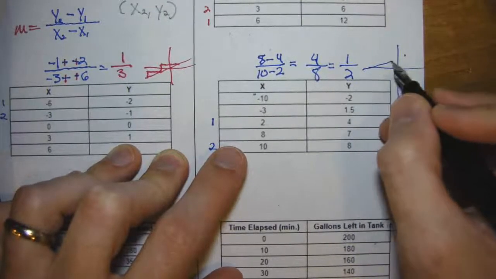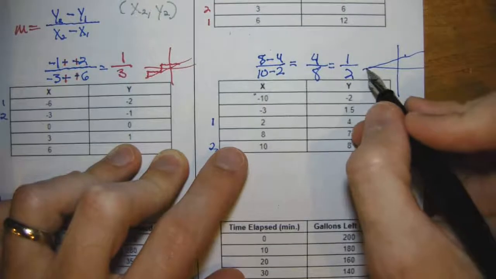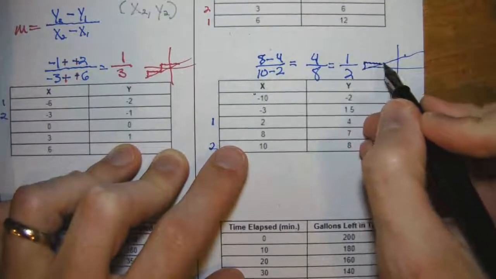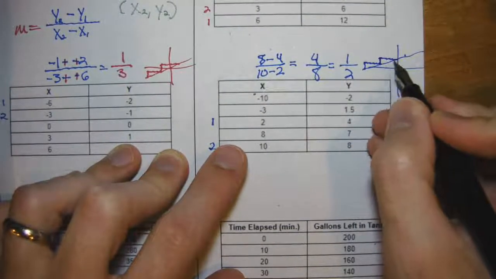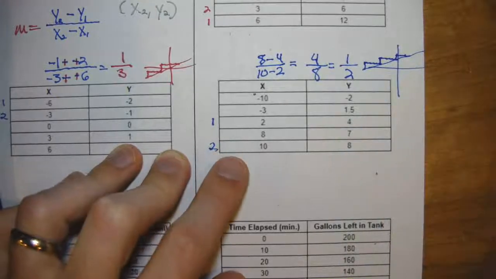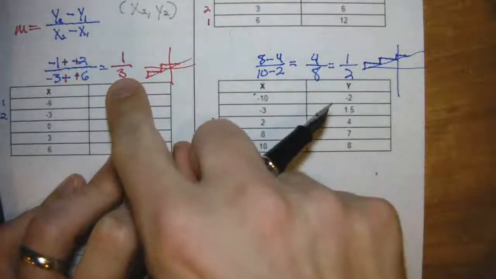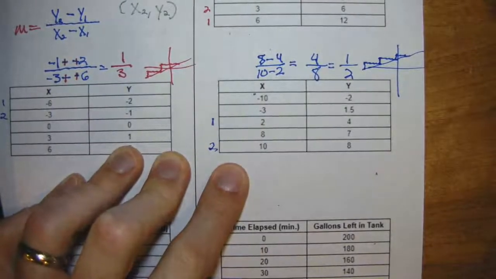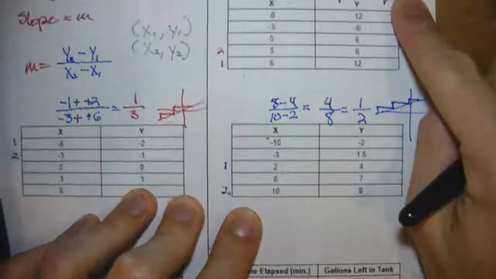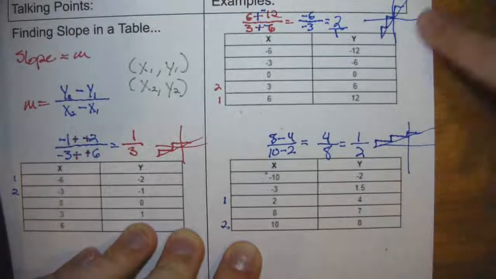something like this. And it's up 1 and then over 2, up 1, over 2, up 1, over 2, and so on. So this slope, notice, isn't as steep as some of these others. A little bit steeper, perhaps, than 1/3, but not near as steep as, say, 2. All right, notice the difference in the steepness there.